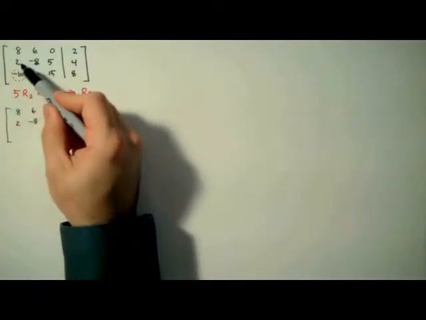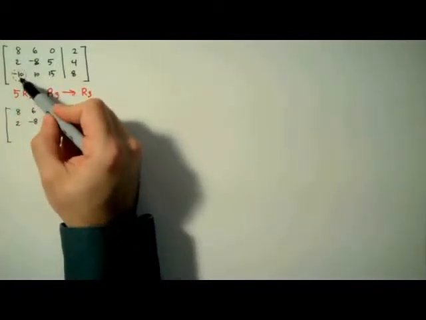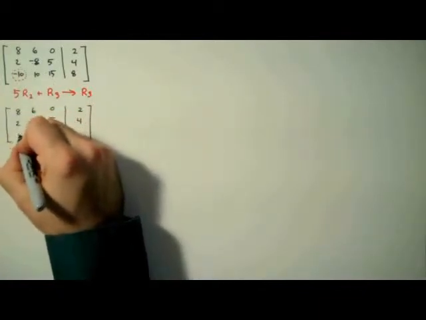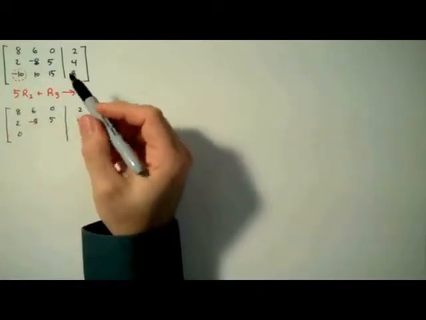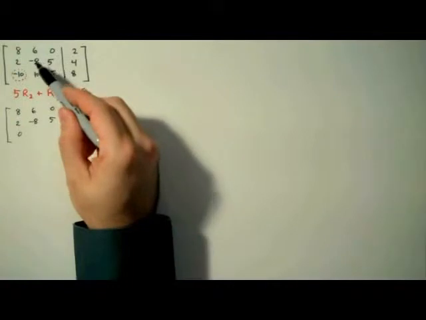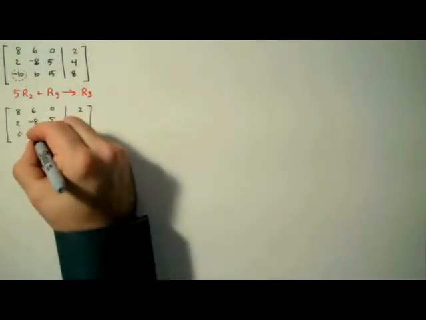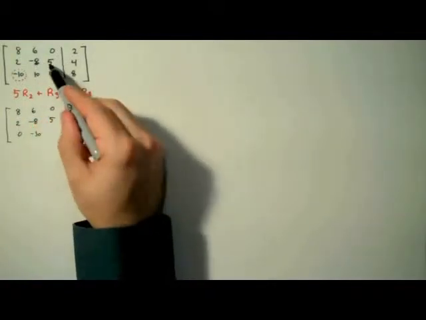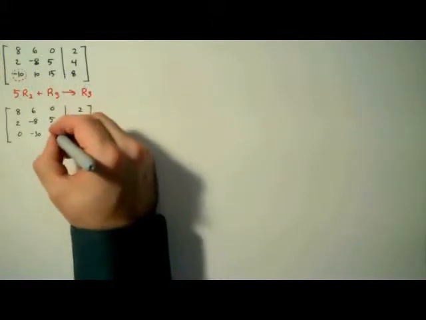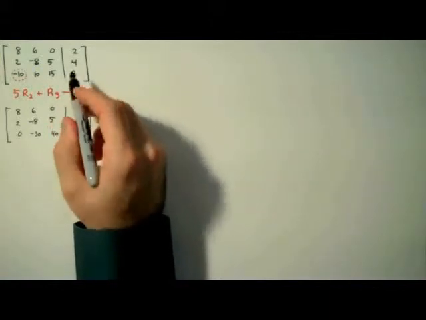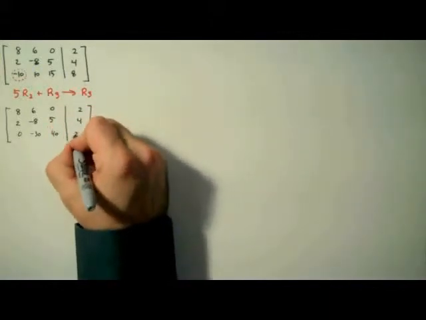Now we'll do 5 times 2 plus -10 gives us 0, which is exactly what we wanted. Now we do 5 times -8 plus 10 gives us -30. 5 times 5 plus 15 gives us 40. 5 times 4 plus 8 gives us 28.